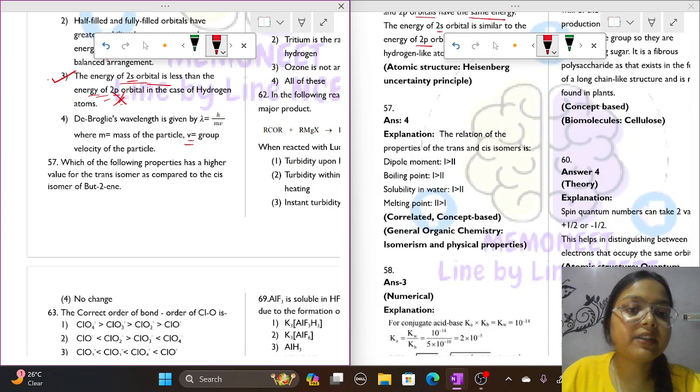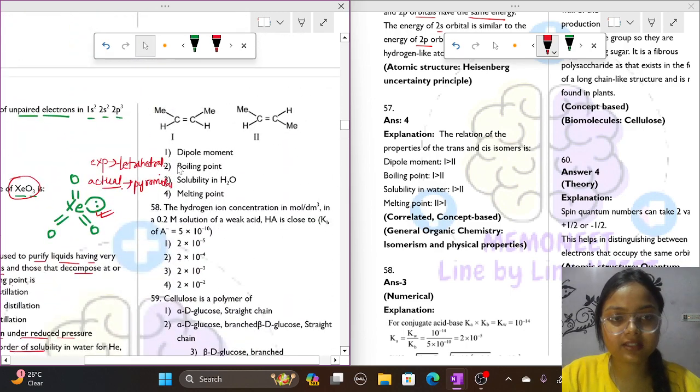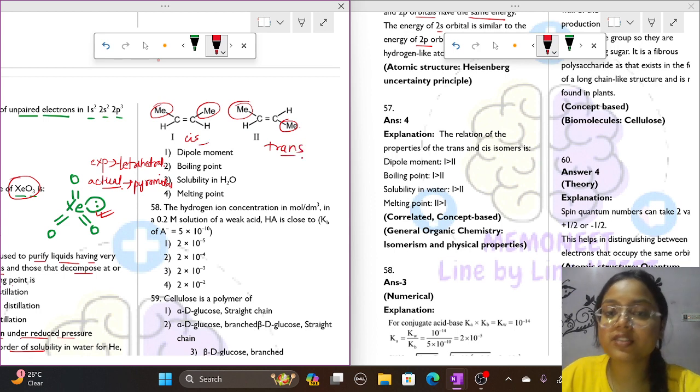Which of the following properties has a higher value for the trans isomer as compared to the cis isomer of but-2-ene? So let's see the cis and trans isomers of but-2-ene first. Now tell me which is the trans isomer and which is the cis isomer for this compound. Here the methyl groups are on the same side, so this is the cis isomer, and where the methyl groups are on opposite sides, this is the trans isomer. So this is the identification mark for cis and trans isomers. Right. Now we have to find out which of these properties is greater for the trans one than for the cis one. So let's see.